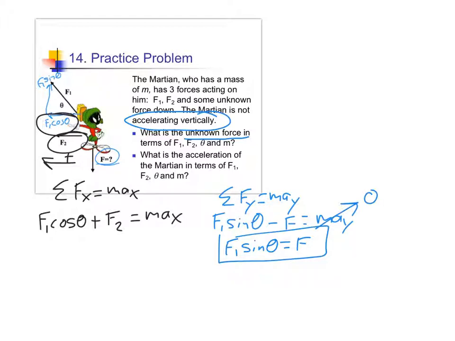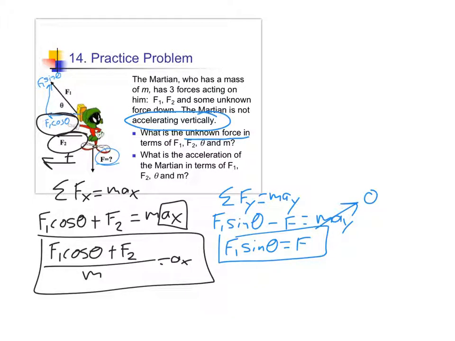Second question, we want to know what is the acceleration of the Martian in terms of F1, F2, theta, and m. So here we're really looking for our horizontal acceleration because we know we're not accelerating vertically. So we're just trying to solve for this a_x. All we really have to do here is divide by m, and it's going to end up being F1 cosine of theta plus F2 divided by m is equal to our x acceleration.